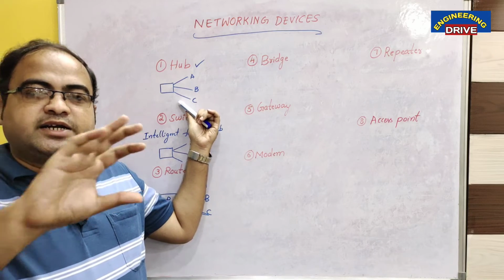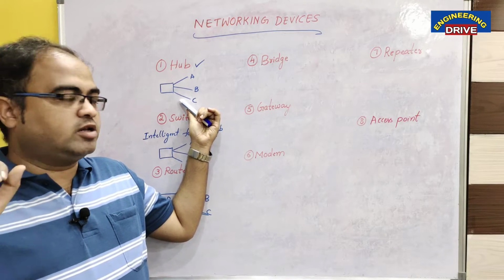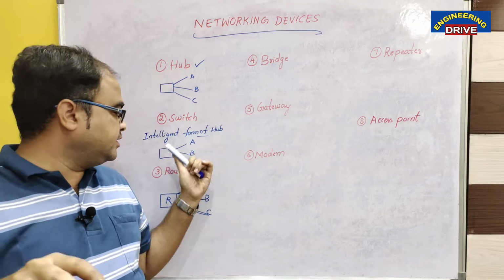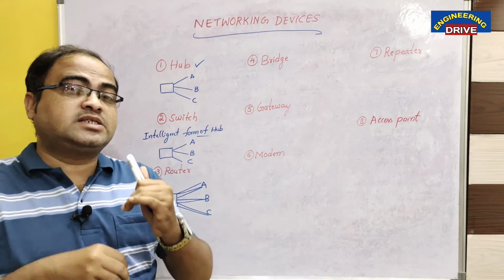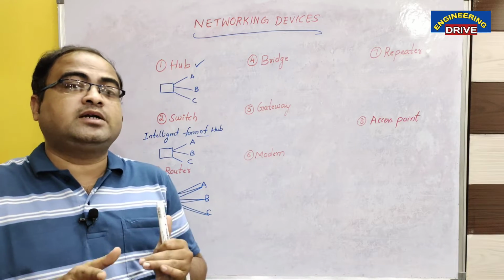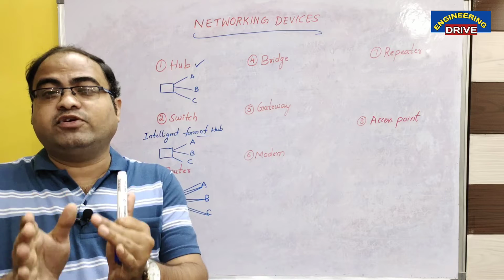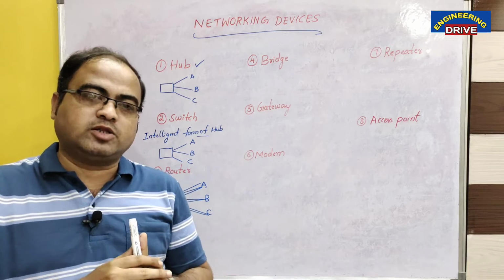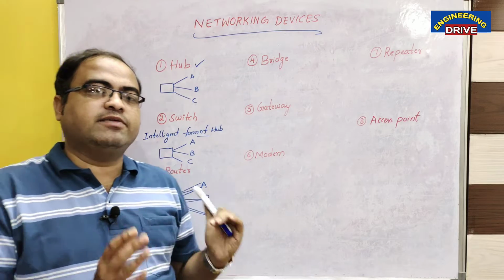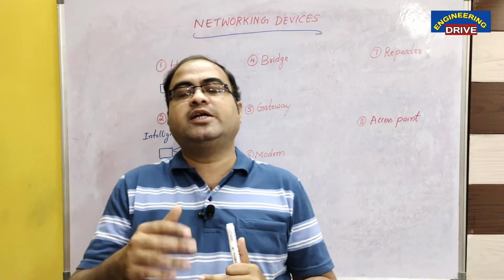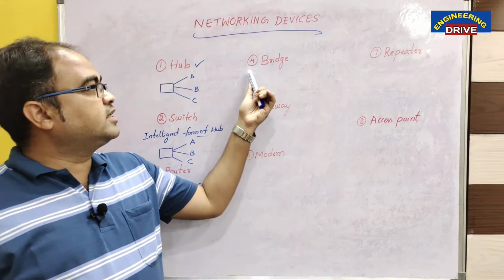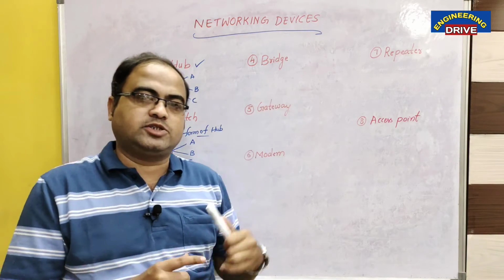A hub will send the data to all the recipients or all the devices. A switch will send the data to the selected devices, whereas a router will send the data to the required recipient, but through an efficient path, through an intended path only. This is router. So these are the first three devices which are used to connect multiple devices to form a network. Next, let me discuss the fourth category, which is a bridge actually.